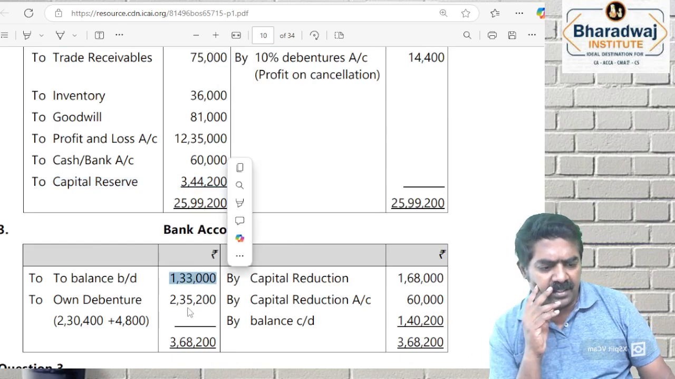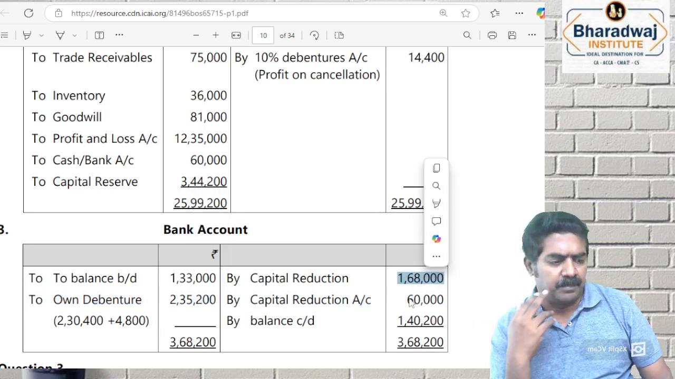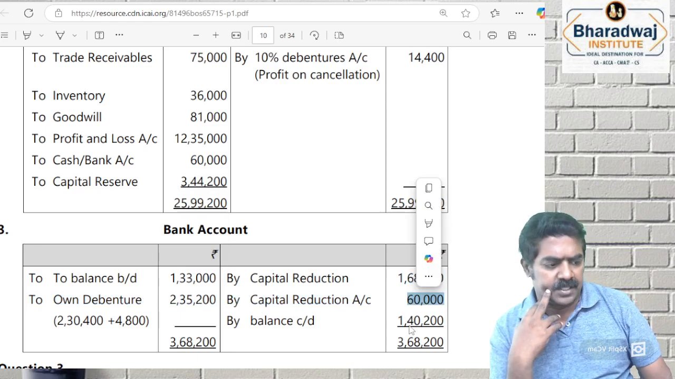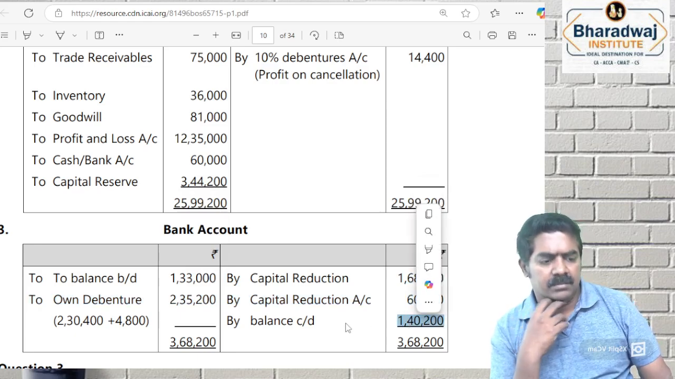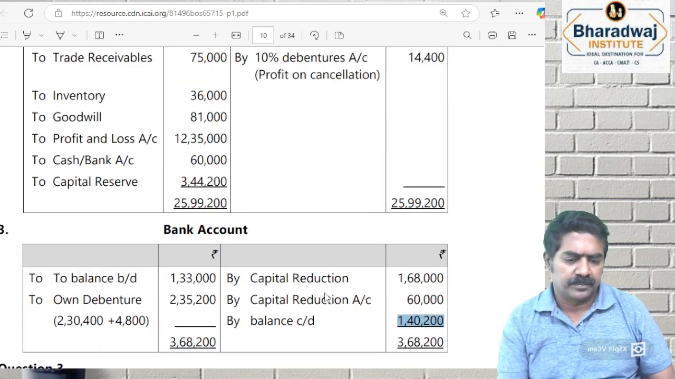Bank account ரொம்ப simple. Old bank balance இருக்கு. Investment sale பண்ணிருக்கோம். And the arrears of dividend paid. Reconstruction expenses paid. Balancing for will be what? By balance carried down.